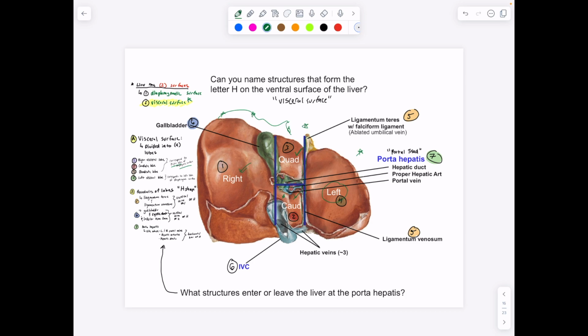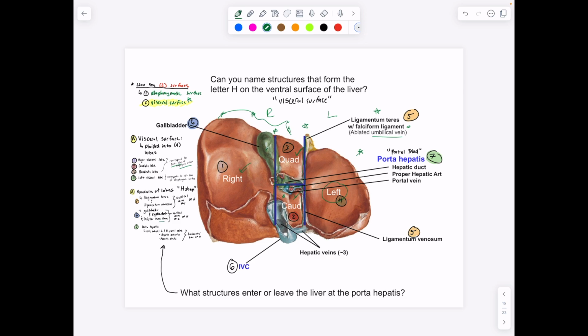Specifically, this vertical leg of the H is formed by the ligamentum teres, which is continuous with the falciform ligament, right, and that forms the right and left boundaries on the diaphragmatic surface. And that comes from the obliterated umbilical vein that forms this eventually. And then we have the other vertical leg of this H, which is the gallbladder and the cystic duct, which drains into our common bile duct, and the inferior vena cava.